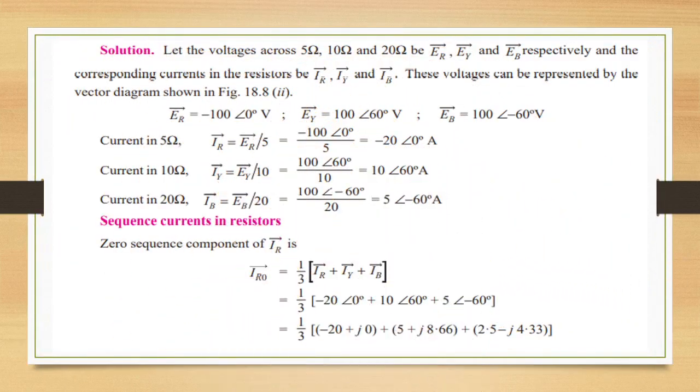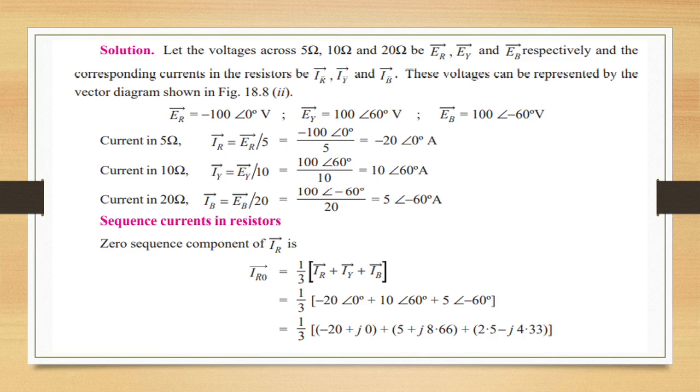So ER is -100∠0° volt, EY is 100∠60° volt, EB is 100∠-60° volt. Current in 5 ohms, IR, is ER by 5, that is -100∠0° by 5, that is -20∠0° ampere. Current in 10 ohms, IY, is EY by 10, that is 100∠60° by 10, that is 10∠60° ampere. Current in 20 ohms, IB, is EB by 20, that is 100∠-60° by 20, that is 5∠-60° ampere.